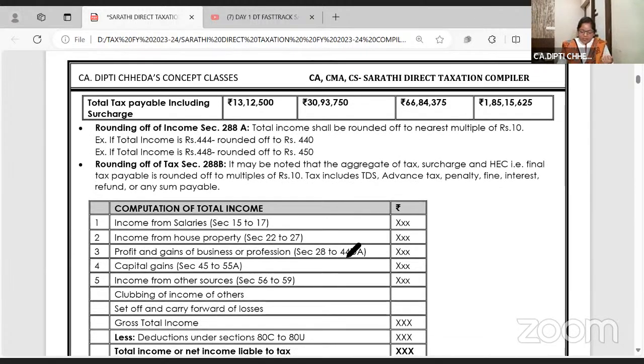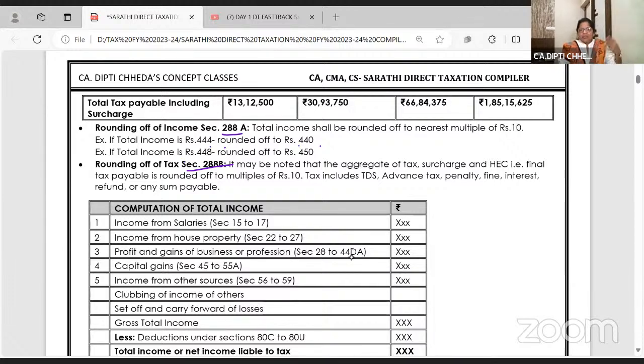This is also asked in MCQs, dear students, so many times: income is rounded off in multiples of 10, but that is the last income. Five heads, then gross total income, then deductions, then set off, and after that, the total income. If it is 444, it becomes 440. If it is 448, also 440. So tax and all is never done in decimals. Save all your decimals for costing, process costing, or FM. Same way, tax is also rounded off under section 288B in multiples.